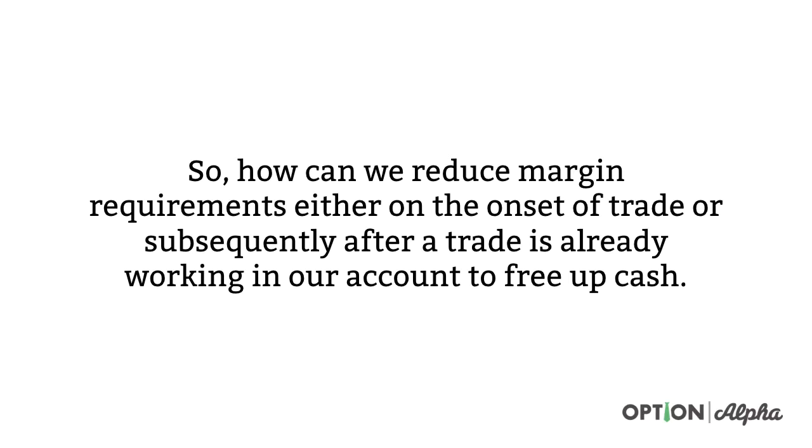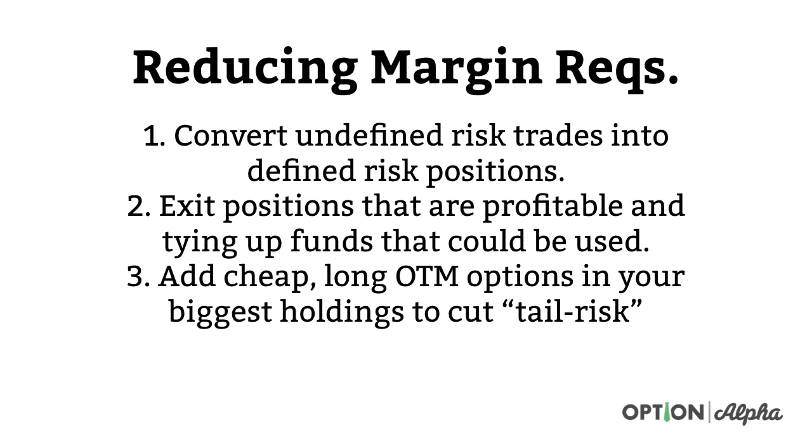We'll go through two different examples so you can see how we would do it in our own account. There are really three ways you can do this, and this is what I want to cover today. Number one, you convert undefined risk trades into defined risk positions. That means converting any straddles or strangles into an iron condor or an iron butterfly.